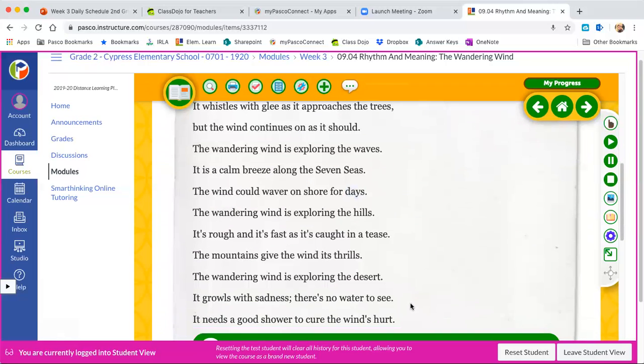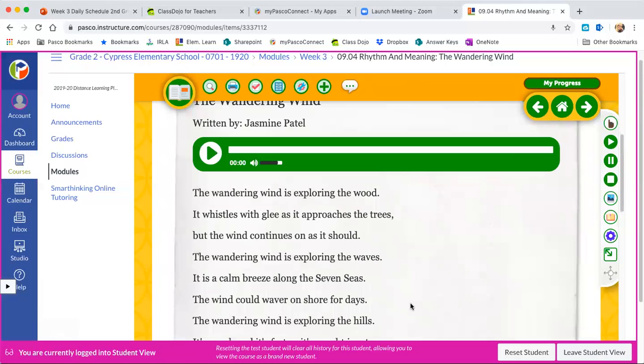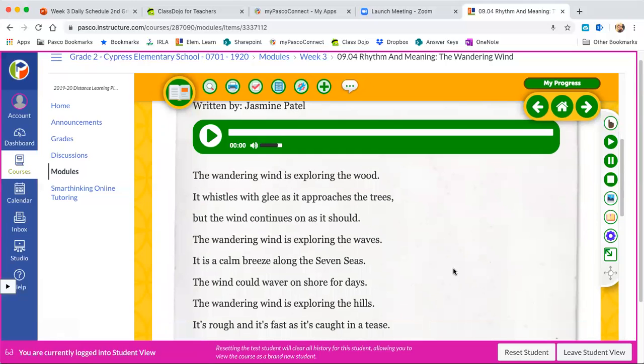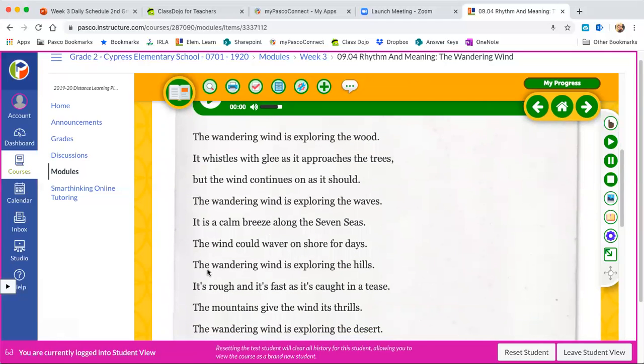You want to scroll back through this poem and see if you find lines where there are a few words or a bunch of words in the line that all start with the same sounds. For example, what about the title that we see over and over again? Wandering Wind. Is that alliteration? Yes, it is. What sound do both words start with?